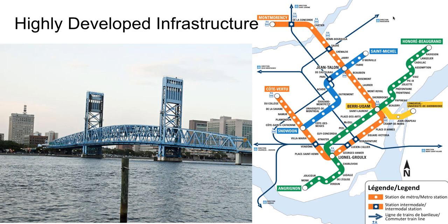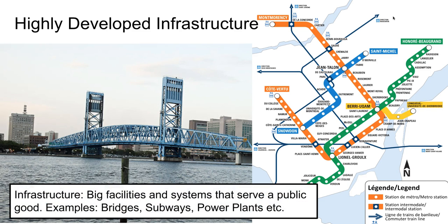Second piece here is that both the United States and Canada have highly developed infrastructure. Now, you do not need to write anything down on the right side of your notes in terms of examples, but what I would like you to write down is what exactly infrastructure is. Infrastructure is big facilities and systems that serve a public good. Examples of that would be bridges, subways, power plants, and so on. On the left-hand side of your notes, under where it says infrastructure, I encourage you to write down that definition.